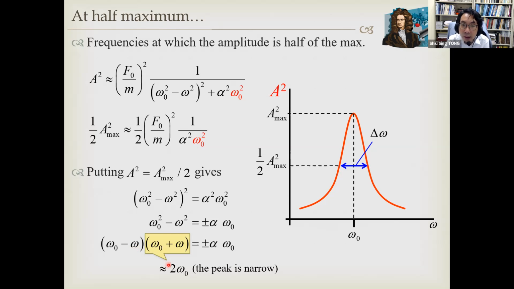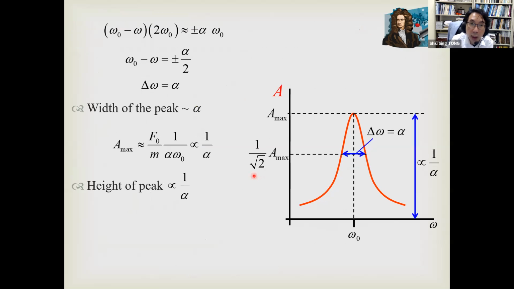That would be incorrect. But for omega naught added to omega, because omega is not much different from omega naught now, I can approximate the second omega as omega naught, and this bracket will become 2 omega naught. What we have done is assume the peak is narrow, so I can make this assumption. Now, if I make this approximation, then omega naught will cancel on both sides, and eventually we have a simple enough equation that allows us to solve for omega.